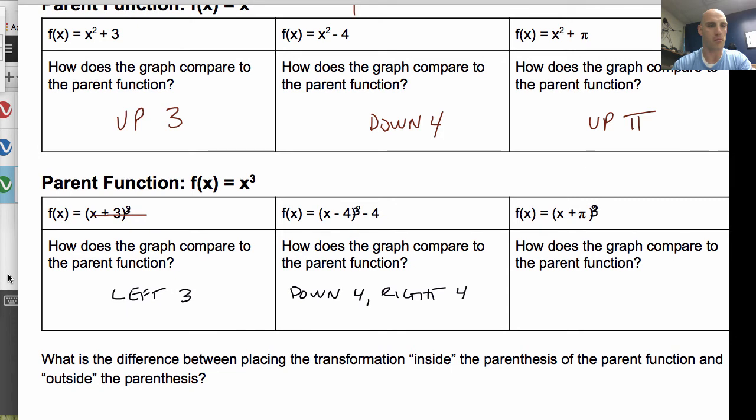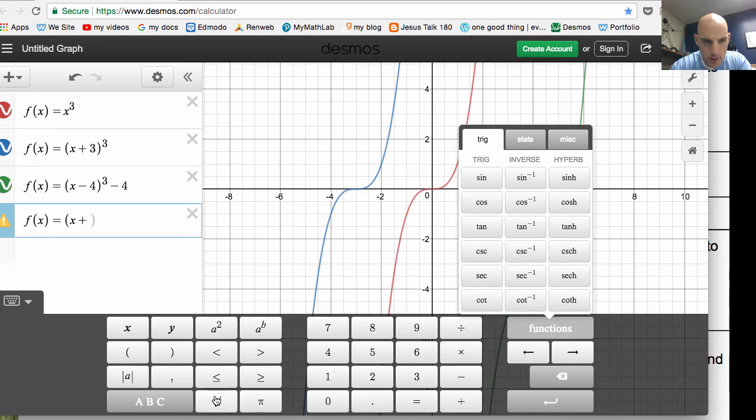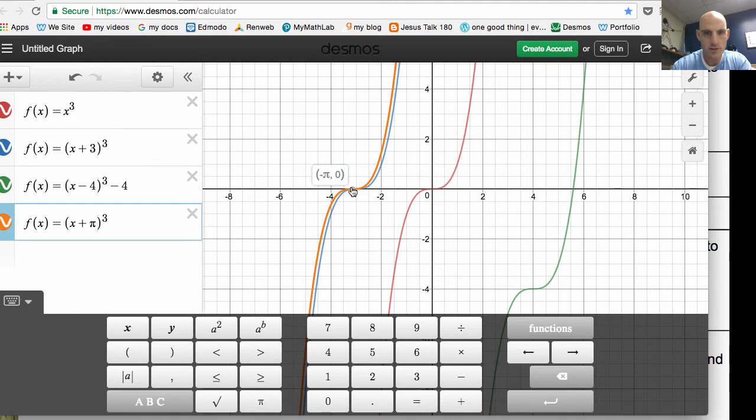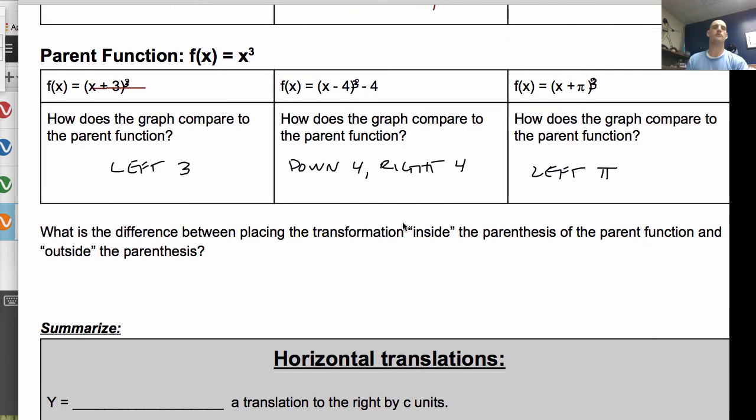Let's see if it works with pi. So f of x is equal to x plus pi, and then cubed here. So where's this point? Well, this is at negative pi, 0, so it moved over to the left pi. So I was adding pi, and it moved it to the left. Well, that means that this is left pi. Okay? So the difference between placing the information inside the parentheses and outside the parentheses is which way it goes.